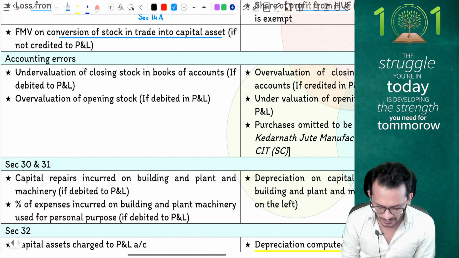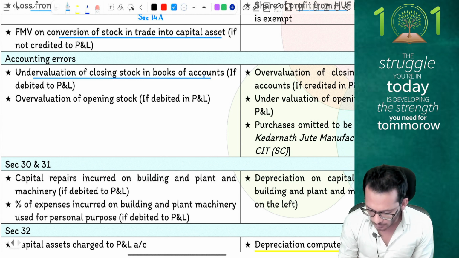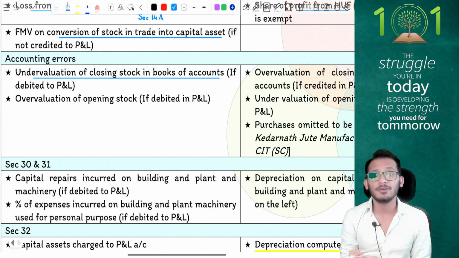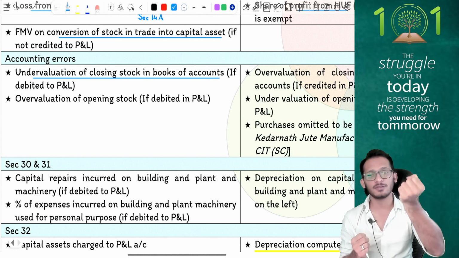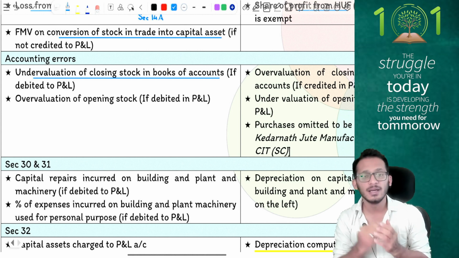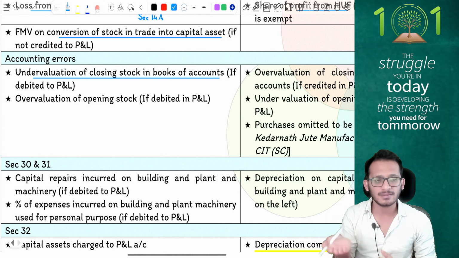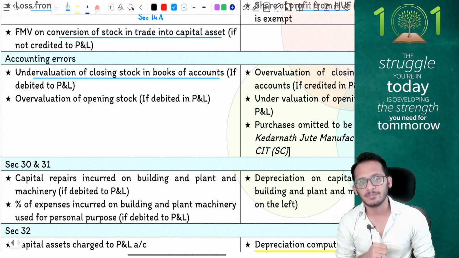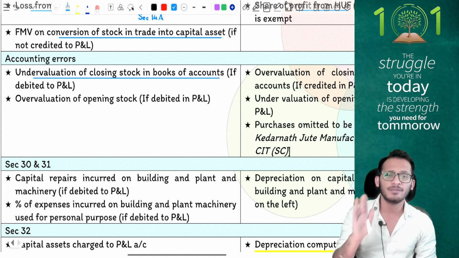Item number 1, if you notice, is undervaluation of closing stock in the books of accounts. Now, people, when an undervaluation of closing stock has happened, it means my closing stock is showing lesser. If the closing stock is showing lesser, my net profit is showing lesser in my accounts, and therefore to rectify it in my income tax, I will simply add it back.